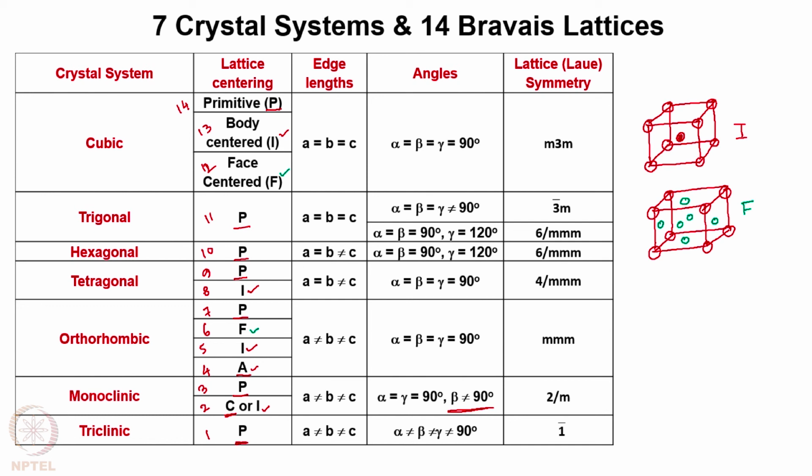Now on the extreme right hand side column I have highlighted the lattice symmetry or the Laue symmetry of these groups, and we see that the symmetries indicated here are 1 bar, 2 by M, MMM, 4 by MMM, 6 by MMM, 3 bar M and M3M. So we will discuss these when we get to know about the crystallographic point groups and how these notations are introduced in this particular type of understanding.